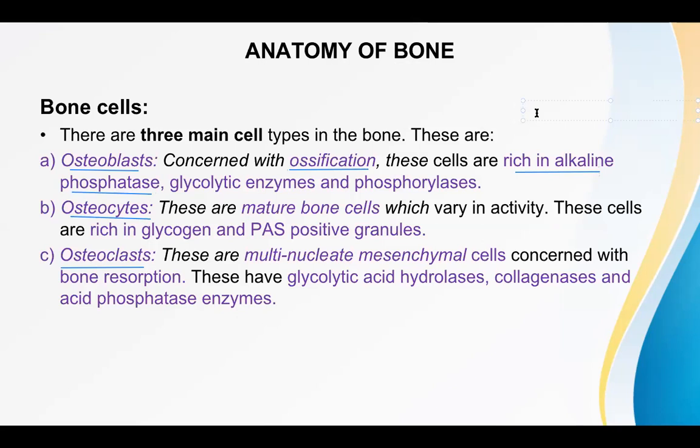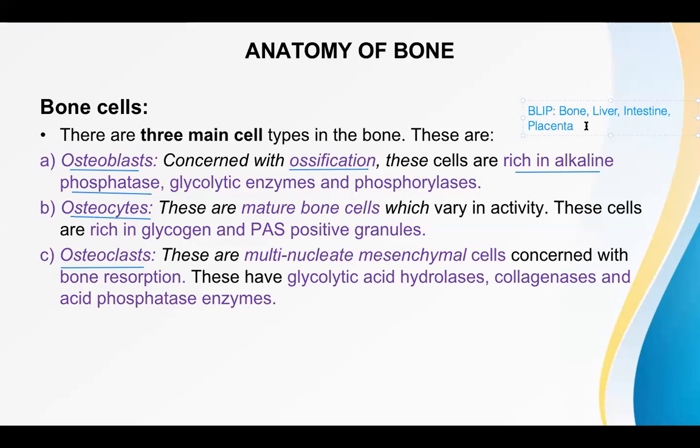Now, I want to immediately take you to this discussion. The sources of alkaline phosphatase in our body are remembered by the mnemonic BLIP. Let me talk about the full form of this BLIP now. B stands for bone. L stands for liver. I stands for intestine. And P stands for placenta. So these are the common sources of alkaline phosphatase.